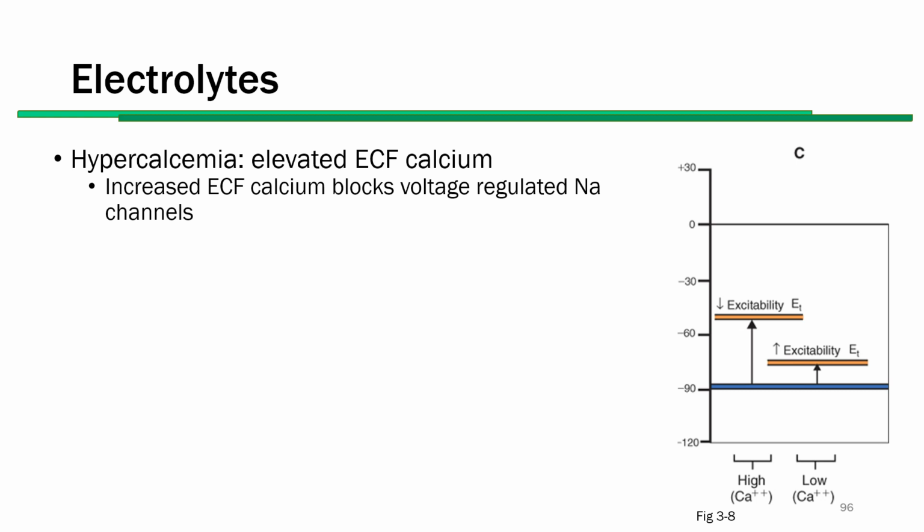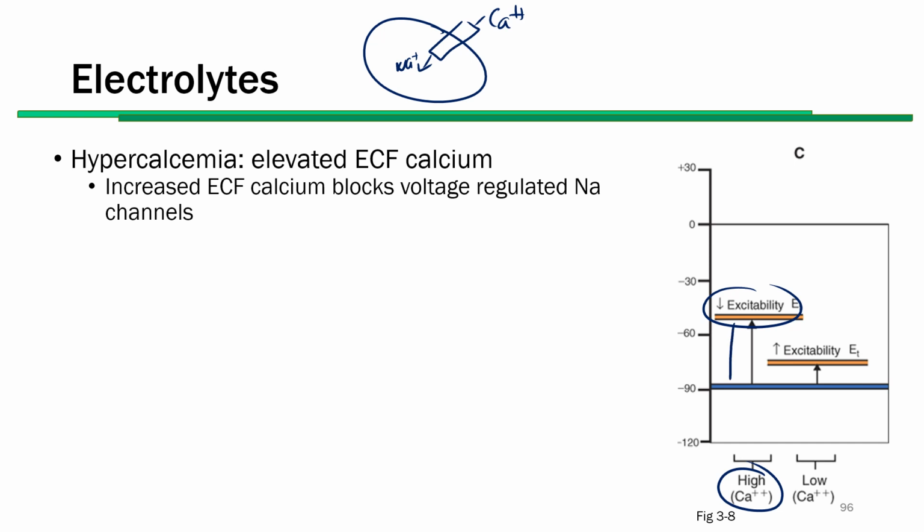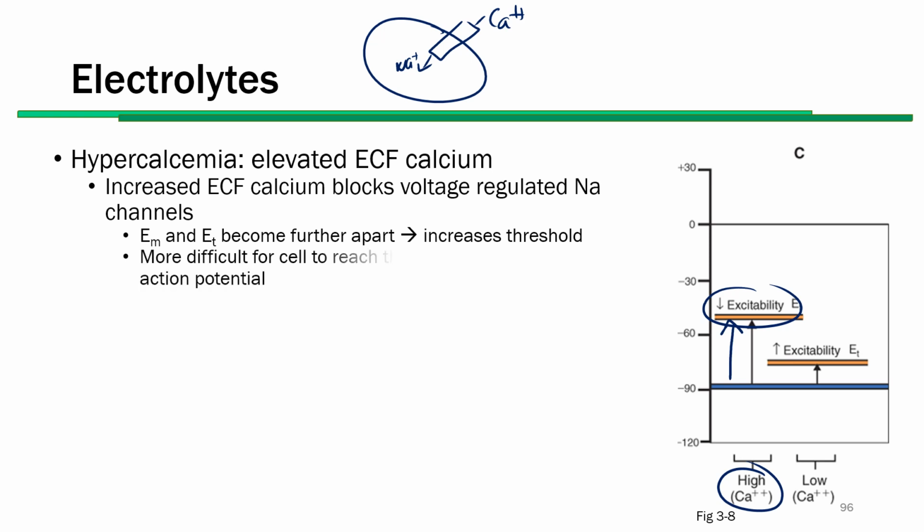Remember I mentioned that we had that sodium channel here. That sodium coming in is blocked by calcium. Well, in this case we have high calcium, so we have more of a block. So what happens with high calcium is the opposite of what happened with low. It makes that threshold gap bigger, so it's harder to overcome. It makes it less excitable. So the membrane potential and the threshold become further apart, and it's more difficult for the cell to reach threshold for depolarization for an action potential.